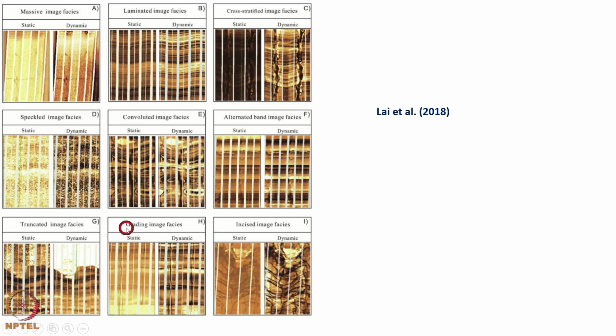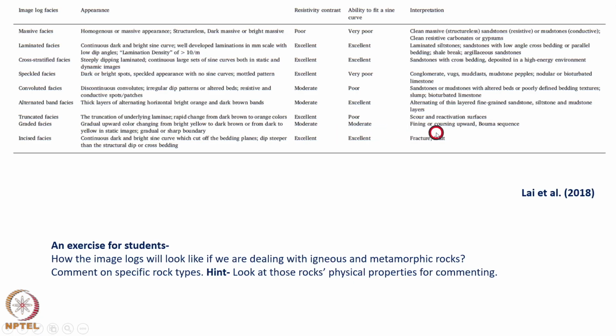Okay, now we are going to see the grading image facies. As the word grading is there, it can indicate two possibilities, either fining upward or coarsening upward succession, and in fact it can also indicate a Bouma sequence. But do not link all the time with the Bouma sequence. Look whether you are dealing with the marine sediment or the non-marine sediments. Now, what happens in a graded facies? There is gradual upward color changing from bright yellow to dark brown. This change is gradual. Let us try to understand.